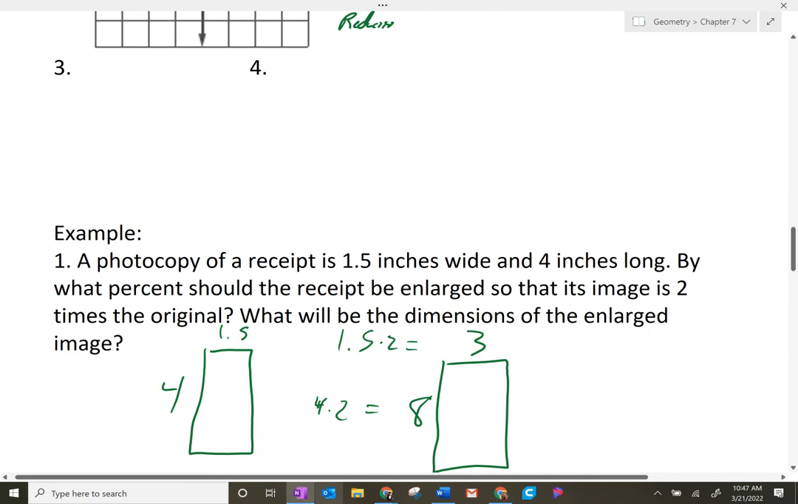Again, if they give you a story problem and they tell you the shape, my suggestion is just draw it out so you can visually see it. But they will tell you it's 2 times the original, it's 0.5 times the original. It will give you the scale factor. All you're going to do is just multiply by whatever that scale factor is.